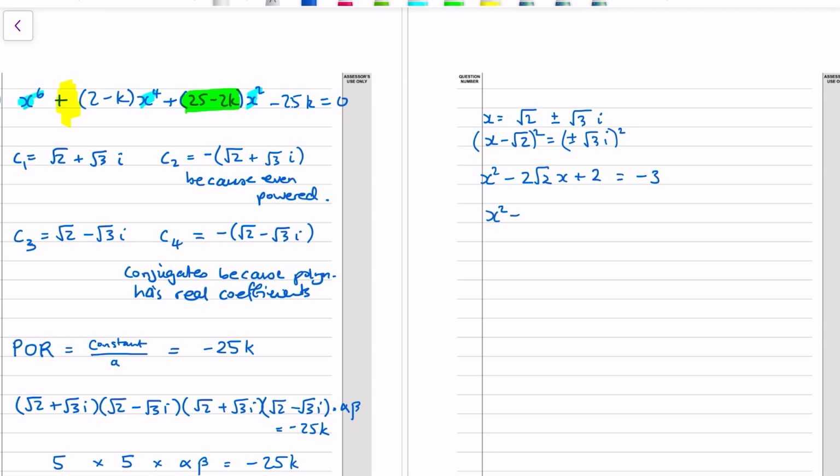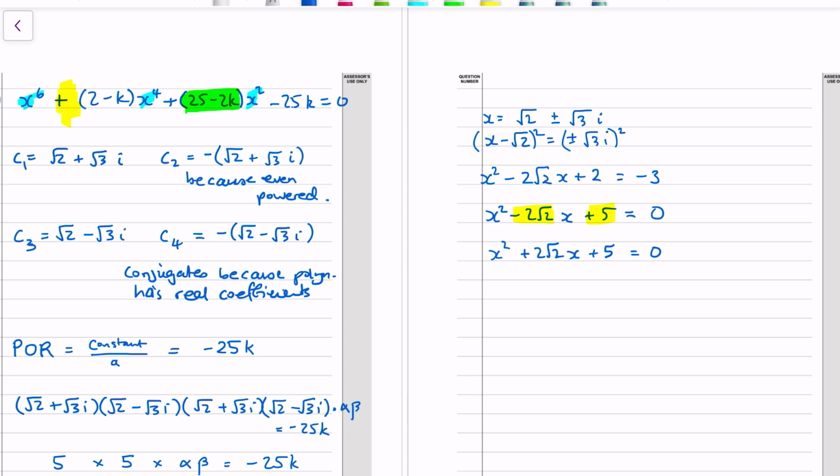x squared minus 2 root 2x plus 5 equals 0. Again, I could have used sum of roots and product of roots for that. The product of the roots there is 5. If I take root 2 plus root 3i and times it by its conjugate, I get 5. And the sum of the roots there add to 2 root 2, so minus 2 root 2 is the coefficient there. So the other one, C2 and C4, the conjugate pairs, are going to give a quadratic of plus 2 root 2 for that one, but a plus 5 will stay there.